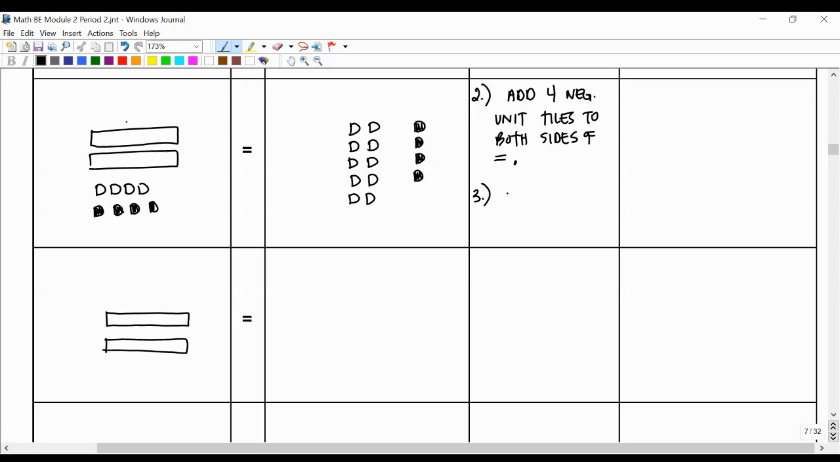Step 3, cancel 0 pairs, because we did this so that we could cancel or kill off tiles. These cancel. Those have to cancel. That's why we picked this. And then sometimes some of these tiles will cancel. I don't think on the first one that they actually canceled. All right, so we're left with these 2 rods, and we're left with 2, 4, 6.